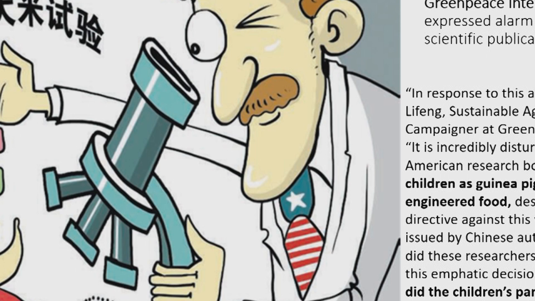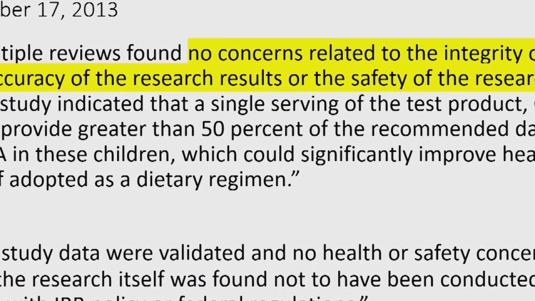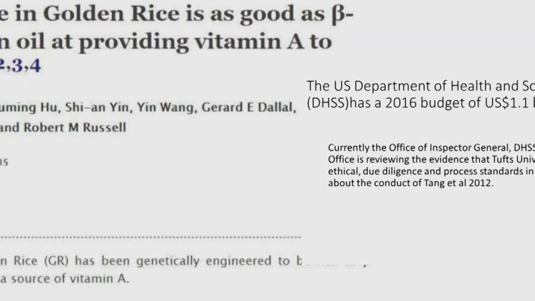But nevertheless, Greenpeace made a fuss about that too and caused hysteria, which resulted ultimately in the paper being retracted. There were no concerns relating to integrity of the study data or accuracy of the research results or the safety of research subjects, but nevertheless, it resulted in the paper being retracted, and the little note on the right says that the US Department of Health and Human Services are currently reviewing whether Tufts University reviewers violated ethical due diligence and process standards in reaching the conclusions that they reached, which accused the people who did this work of ethical violations, and that was the reason that the journal retracted it.